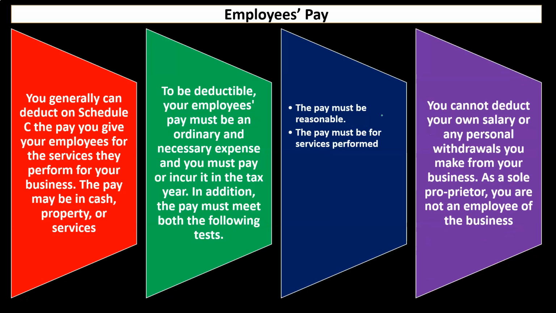So you cannot deduct your own salary or any personal withdrawals you make from your business. We're not talking about our own salary on the Schedule C, because typically on a Schedule C, whatever is left, meaning the net income, is treated in a similar way in that we have to pay Social Security and Medicare self-employment taxes on it. So the way the Schedule C works is that we don't pay ourselves wages.